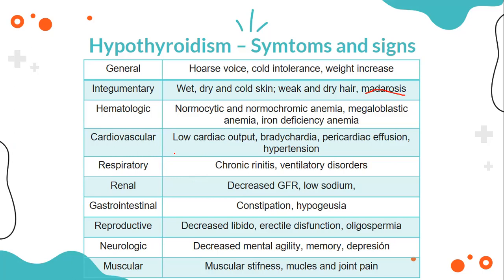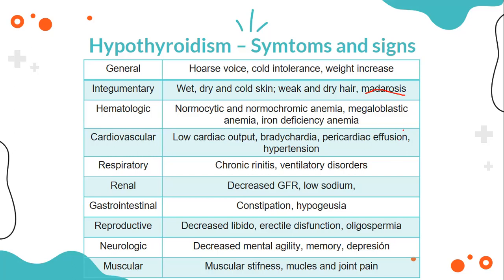In Spanish, even in Spanish, guys. In Spanish, it's gasto cardíaco. Great. Okay. So there's a lower cardiac output, right? There's also bradycardia, pericardiac effusion, and this patient would tend to have hypertension also.